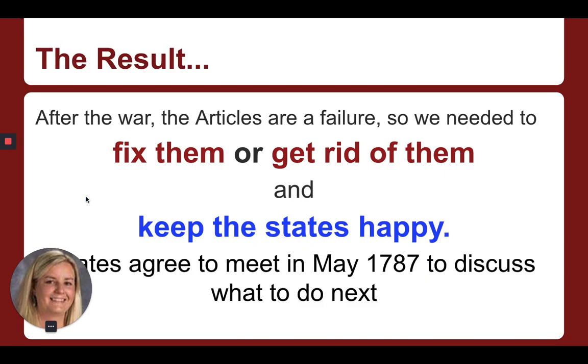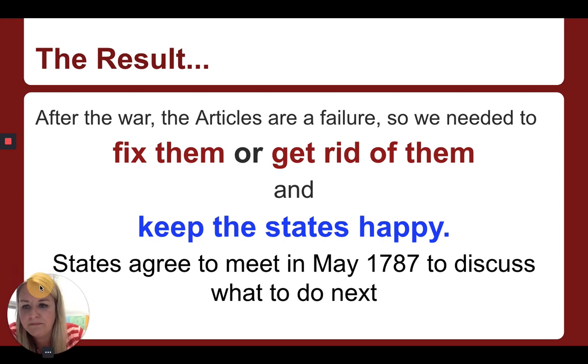So the result: the articles were a failure, and that became obvious in a lot of different ways here. And so there really were two choices. They were either going to have to fix them, which, because of the way the articles were set up, was going to prove to be very difficult. To have a unanimous vote on how they're going to fix them just isn't going to work. So the other choice was to get rid of them.